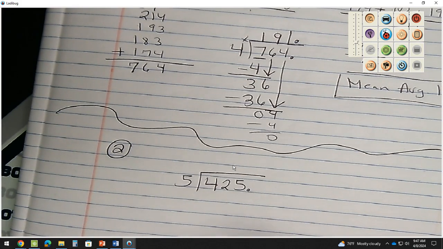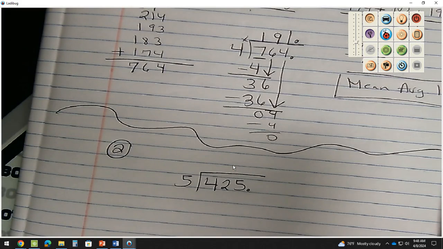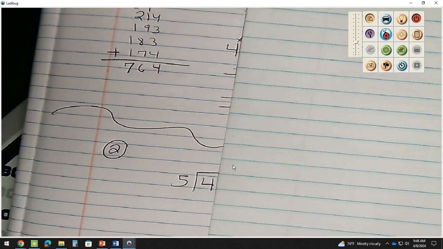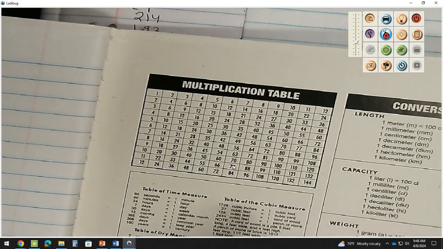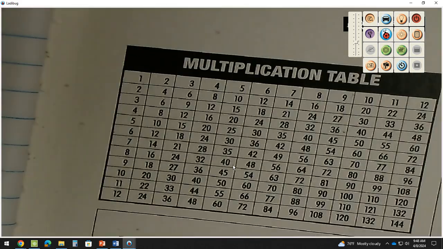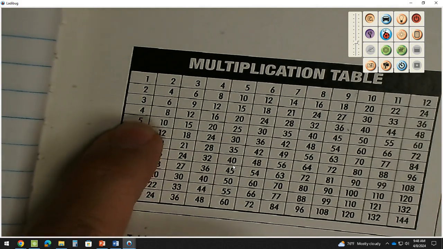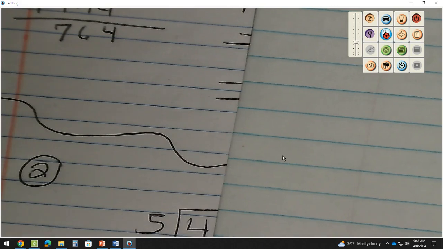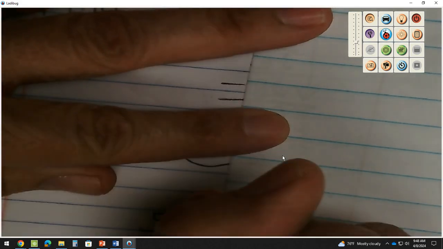So what I like to do is, so you don't have extra paper in the STAR test, you can actually get the paper and cover everything, and this might help you. And you can say 5 times what gives me 4. But let me go check my timetable chart that you're going to make. So 5 times what gives me 4? Well, let's see. Can 5 ever give me 4? No, it's not possible. So I'm going to put a 1 on top.